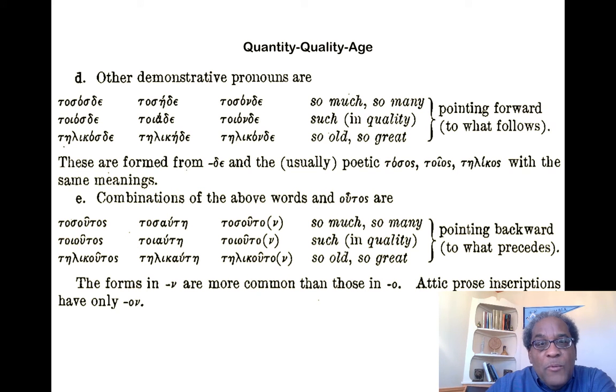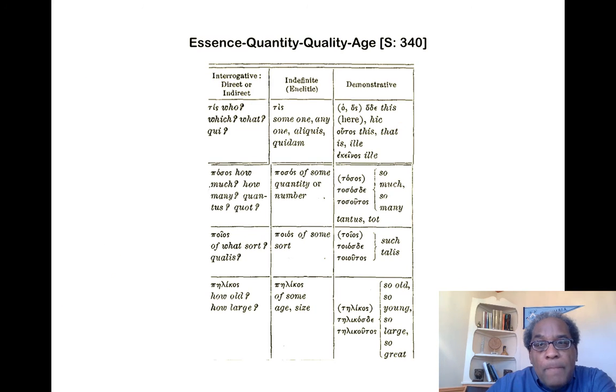And then finally we move to these other demonstrative pronouns which refer to quantity, quality, or size or age. Tosos de, toios de, telikos de, etc. And then you have combinations of these words with houtos: tosoutos, toioutos, telikoutos. We go into that. And then I show the chart at 340 where we put these all together.